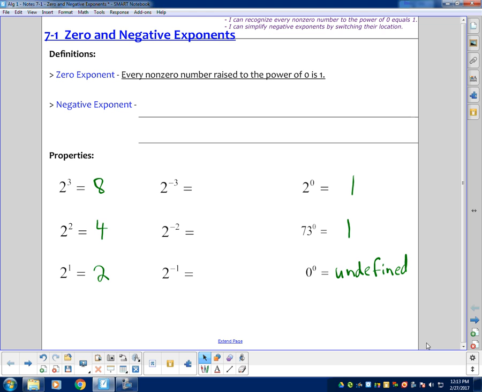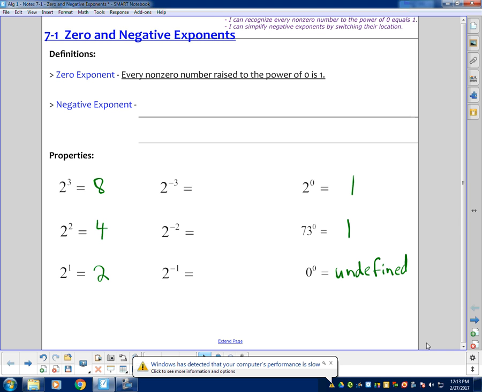So one of our learning targets was to understand that anything that's not 0, but raised to the 0 power equals 1. Now, what about negative powers? What do I do next here? Continuing the pattern, I went from 8 to 4 by dividing by 2, divided by 2 to get to 2, divided 2 by 2 to get to 1. What do I do with the 1 to get 2 to the negative 1?